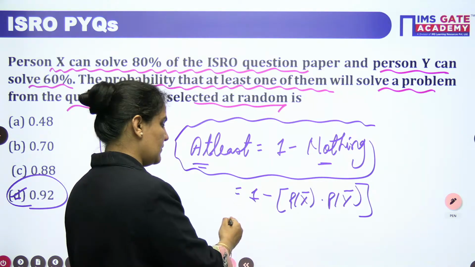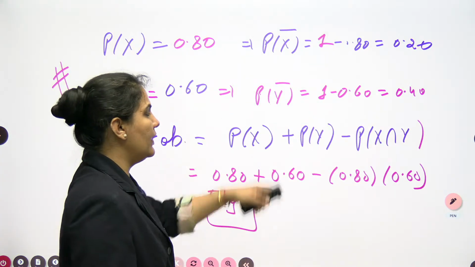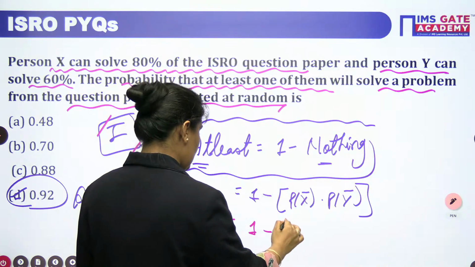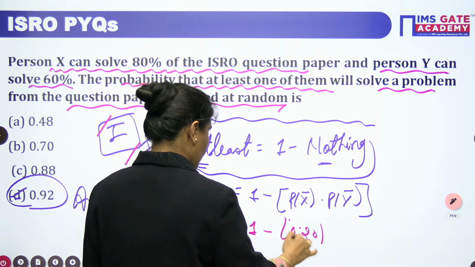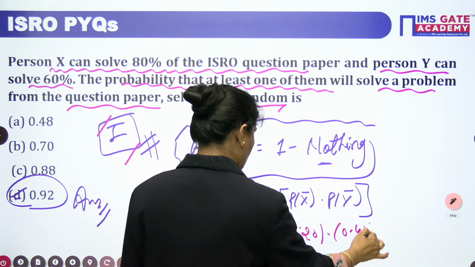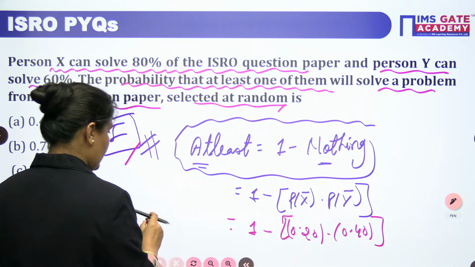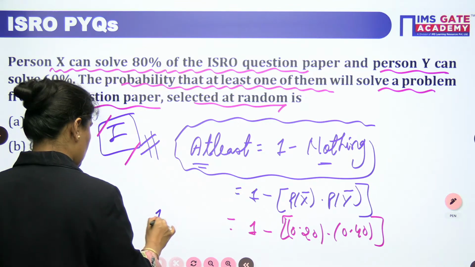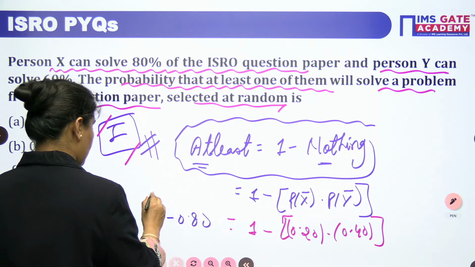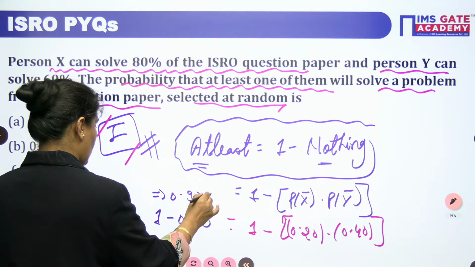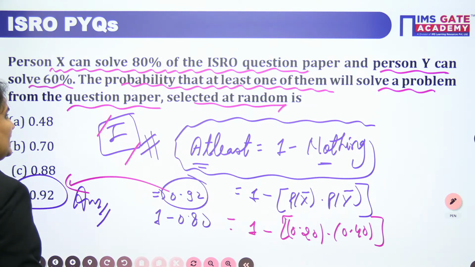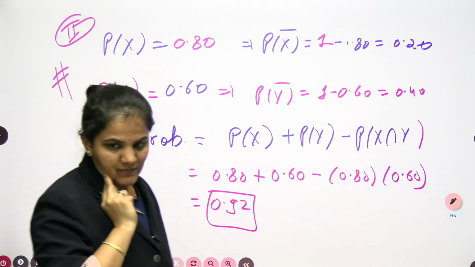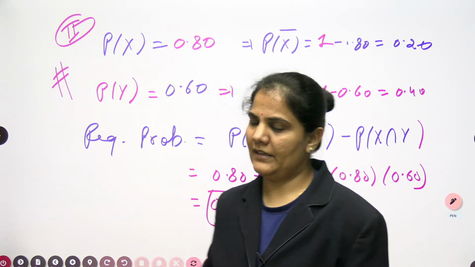If you want to go with this one, because here there is no need to go individually, so we can directly write down not solved by A is 0.20, not solved by B is 0.40. So ultimately it is giving me 1 minus 0.08, which is equal to again 0.92. So if you want to go with this one, you can go directly. If you want to go with this one, you can go like this also. So both the patterns are possible here.